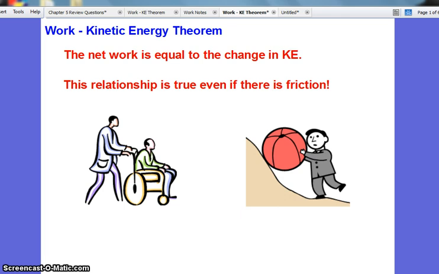The net work, and it's the net work because we said that the force is equal to mass times acceleration. That's only true of the total force, the net external force. And so we would have to talk about the net work if we talk about the net force. That just means the total work. So the total work done on a system, on an object, is equal to its change in kinetic energy. This relationship is true even if there's friction. So it doesn't matter if there's friction or not, this relationship would be true.